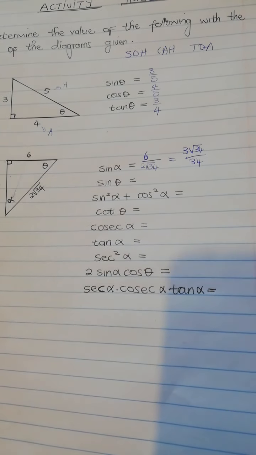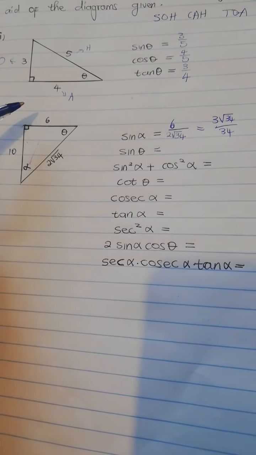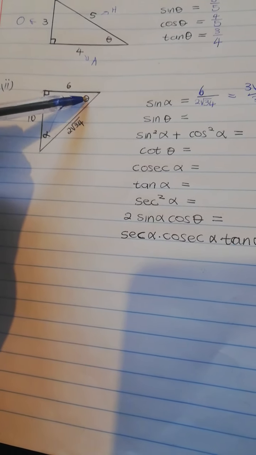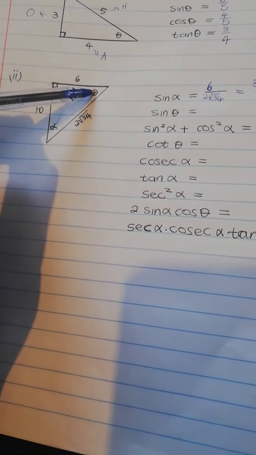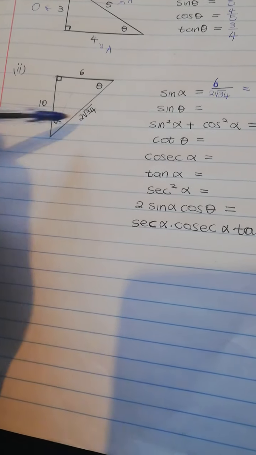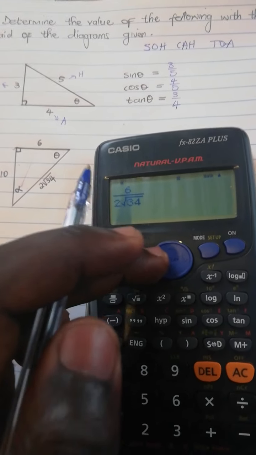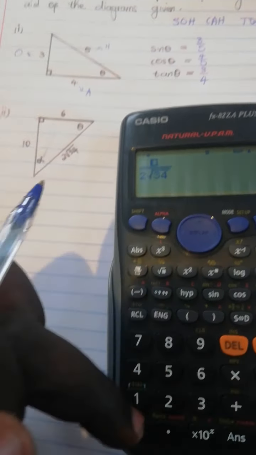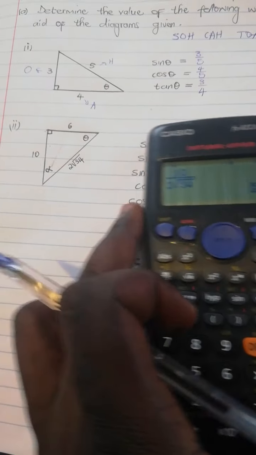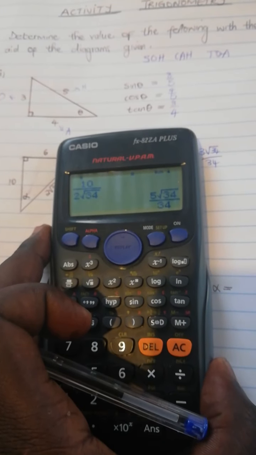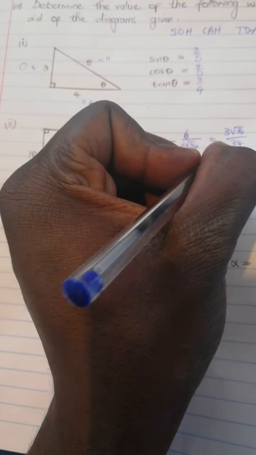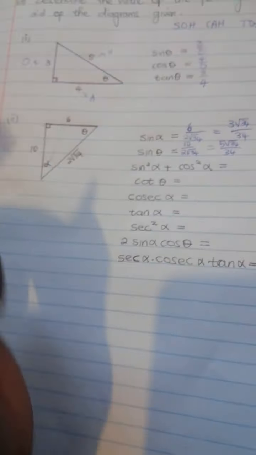Now let's find an answer for sine theta. With sine theta, the angle of interest is theta. I will have to go and stand at theta. So theta is here. My opposite will be 10 and my hypotenuse will be 2 square root of 34. So this will be 10 over 2 square root of 34. Just punch that in a calculator and get the value. Let me just delete 6 and put 10 here, and then the answer is 5 square root of 34 over 34.